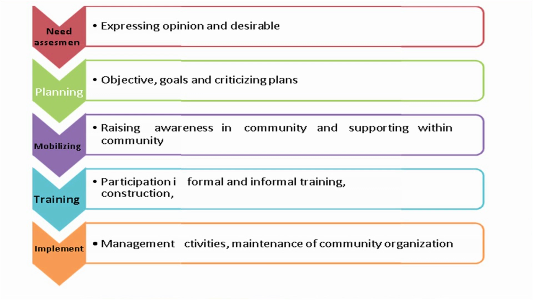The next is training. That is, the person can be trained, and the knowledge thus acquired can be transmitted easily. And last is the implementation stage also. That means how the activities can be managed and maintenance of community organization. At the implementation level also, the people can be involved.